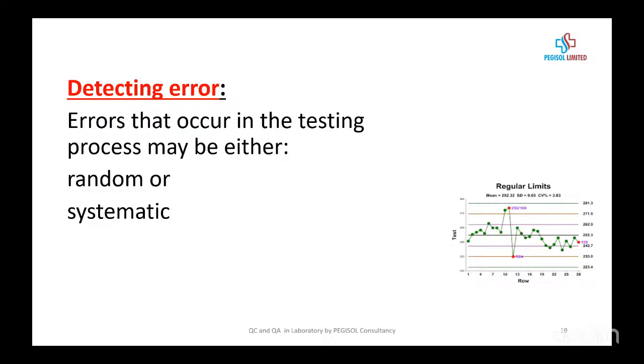When we talk about detecting error, error that can occur in the test process may be either random or systematic. So when you say an error is systematic, what does it mean?